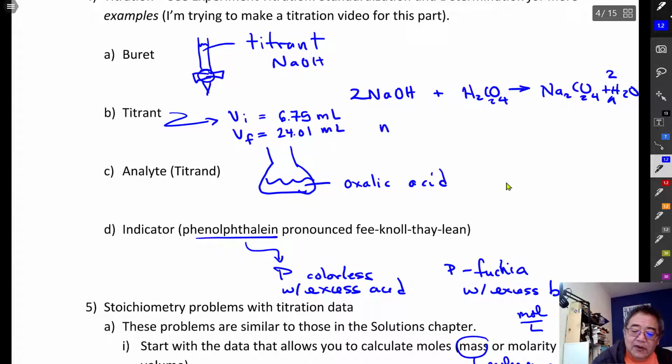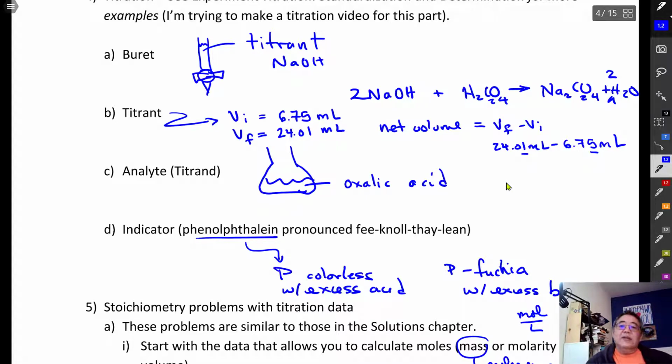So my net volume, that's how much titrant got dispensed, is V final minus V initial. That's how you use the burette readings. Where you started from is V initial, where you ended at is V final. Then we can say that this is 24.01 milliliters minus 6.75 milliliters. Always, always, always go all the way out to the 100th of a milliliter on a titration calculation. There's almost never a reason not to, okay? And this will give you more significant figures if you keep track of it.